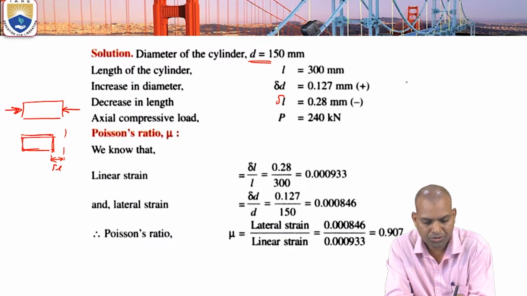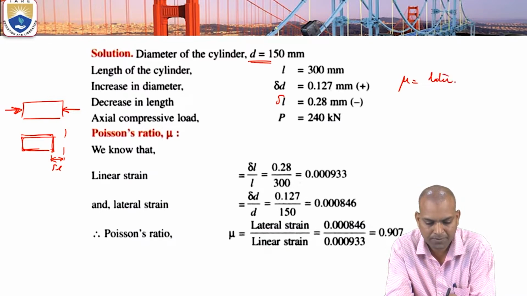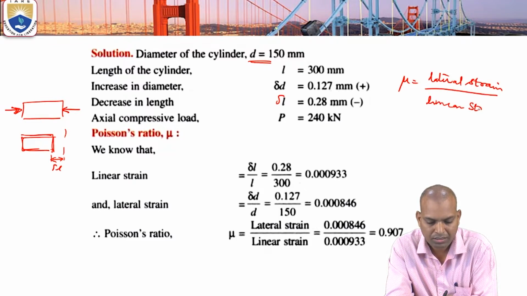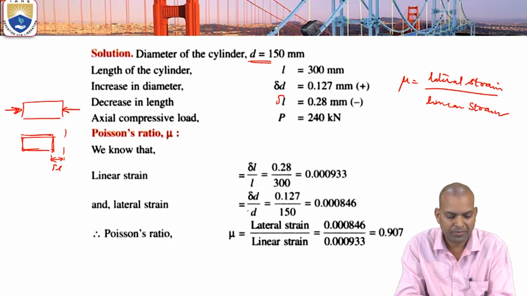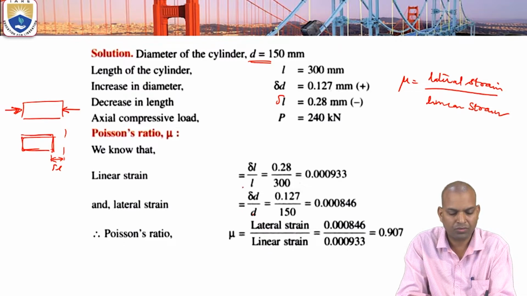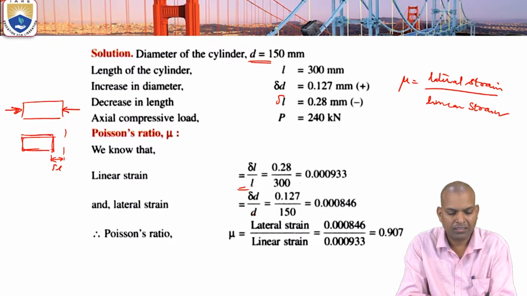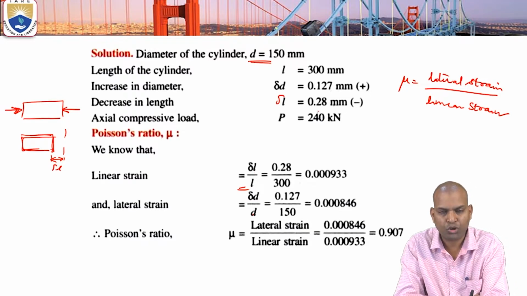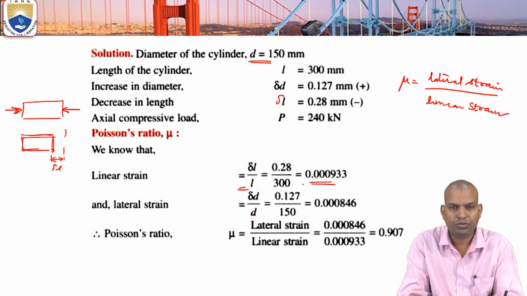The Poisson's ratio mu equal to lateral strain by linear strain. What is the lateral strain here? The lateral strain is delta D by D. Linear strain equal to delta L by L, where delta L is 0.28 and L is 300 millimeters.